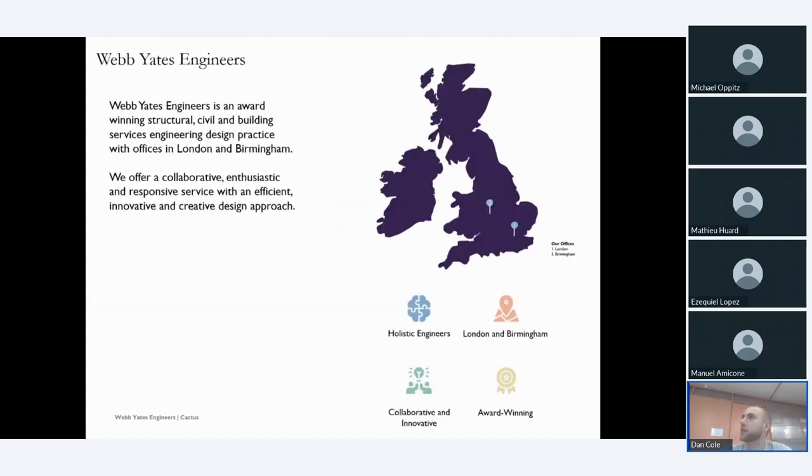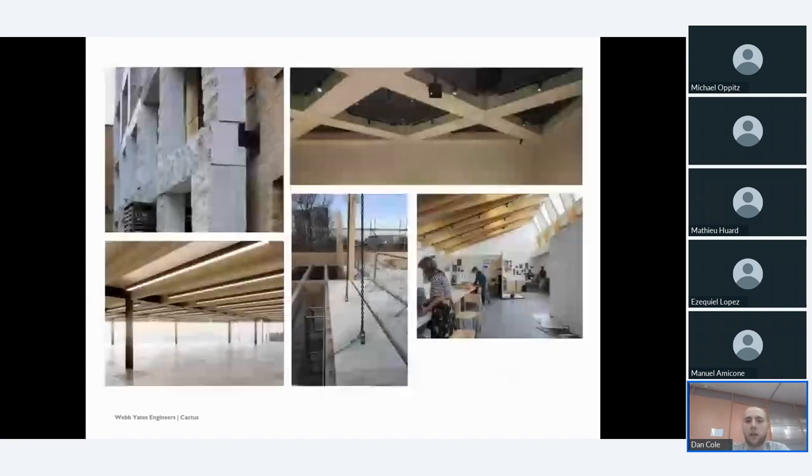So we're a company of engineers across a lot of disciplines, so structural, civil, and building services. We're a medium-sized company, about 70 strong, split across two offices, one in London, one in Birmingham. And I think as a company, our main ethos is firstly sustainable designs, but also being quite innovative in the way we do those.